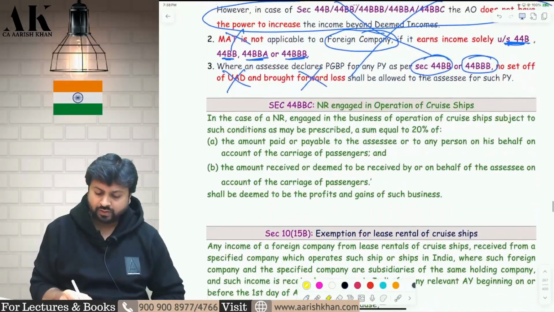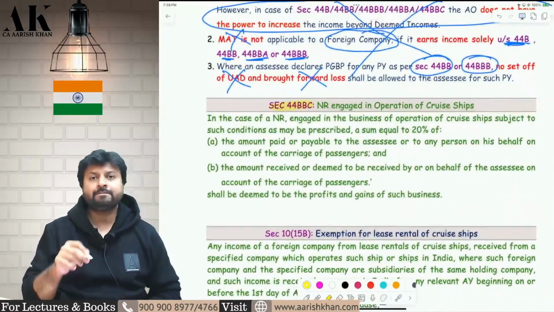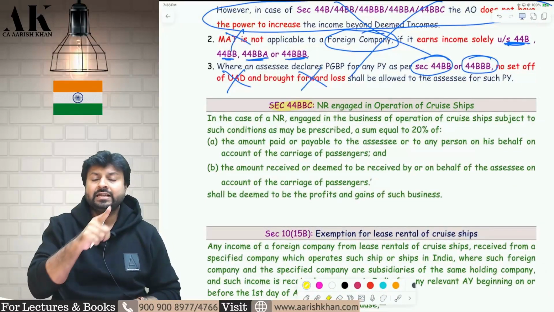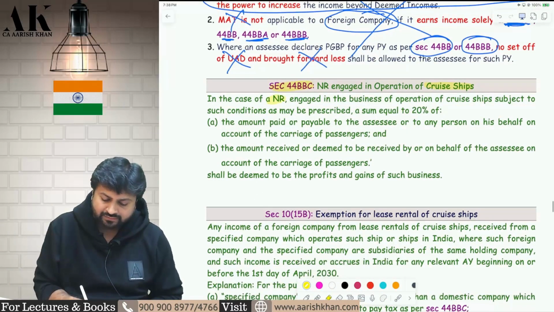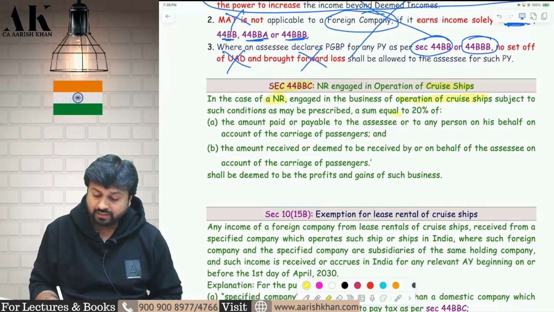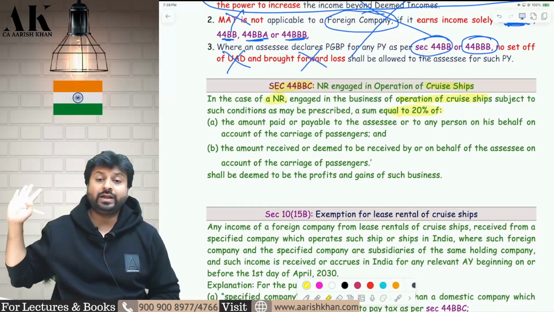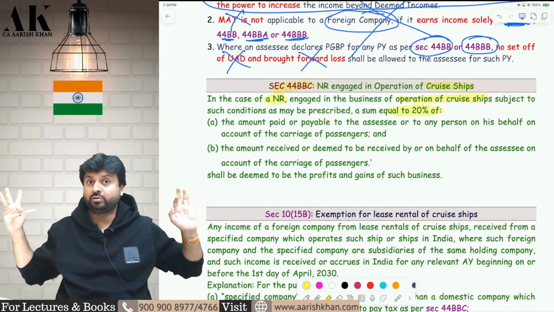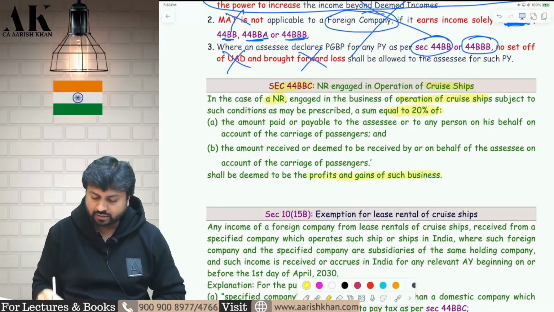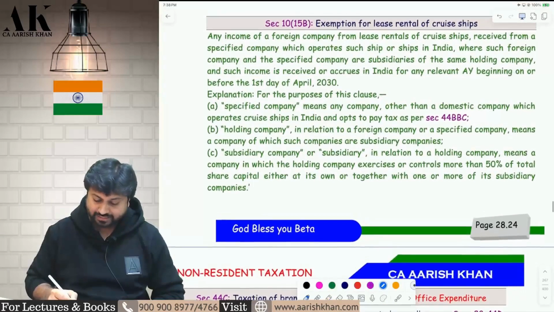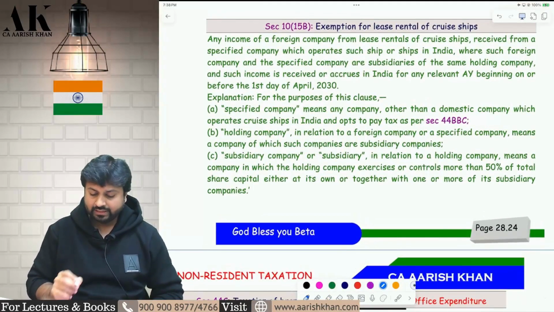Now coming to 44BBC. What is 44BBC? As I have told you, from 44B, they have removed cruise shipping, and for cruise shipping, they have made a separate section that if a non-resident is engaged in operation of cruise ships, then their deemed income will be how much? Their deemed income will be 20% of the amount received or paid to them. So whatever is the amount received by them, of that 20% will be considered to be PGBP income. Now there is one relaxation which is given to them over here. Now what is that relaxation?